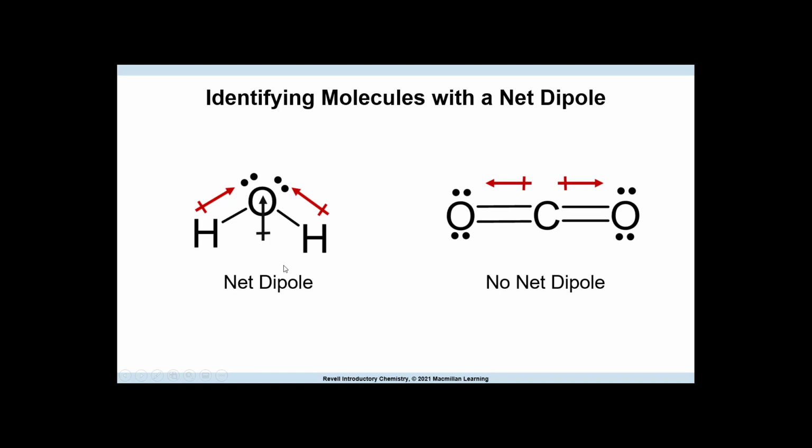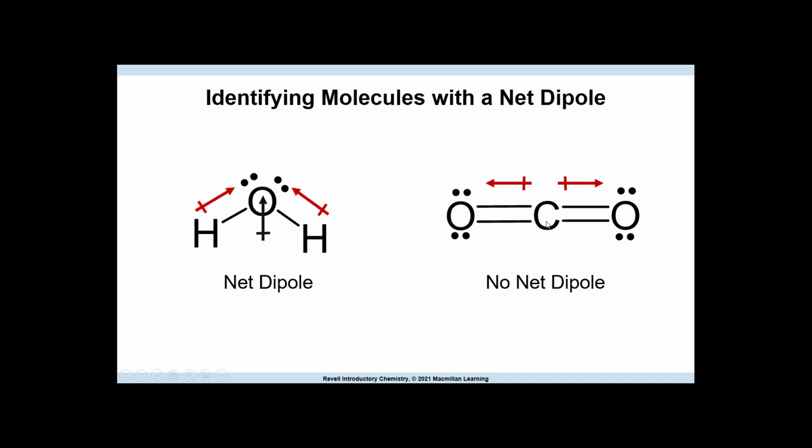The CO2 molecule also contains polar covalent bonds. However, this molecule has a linear geometry. So the two polar covalent bonds point in opposite directions. As a result, the molecule has no net dipole. So what this means is that this is a polar bond and this is a polar bond, but if they are symmetrical, they cancel each other out.